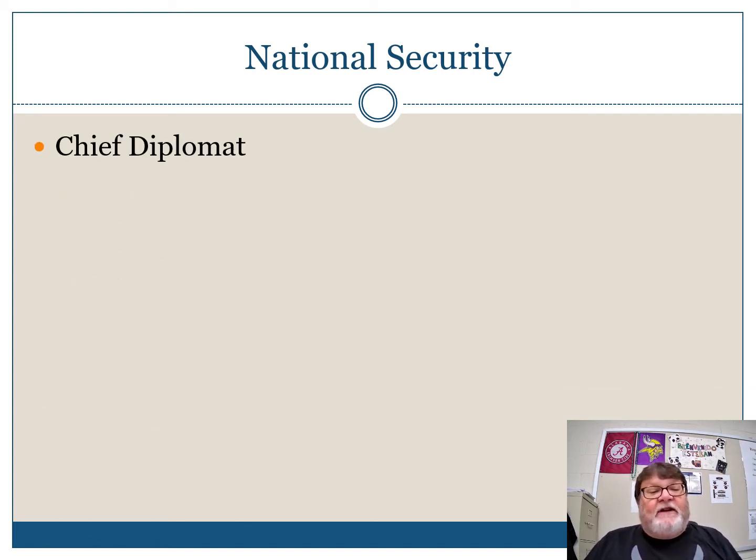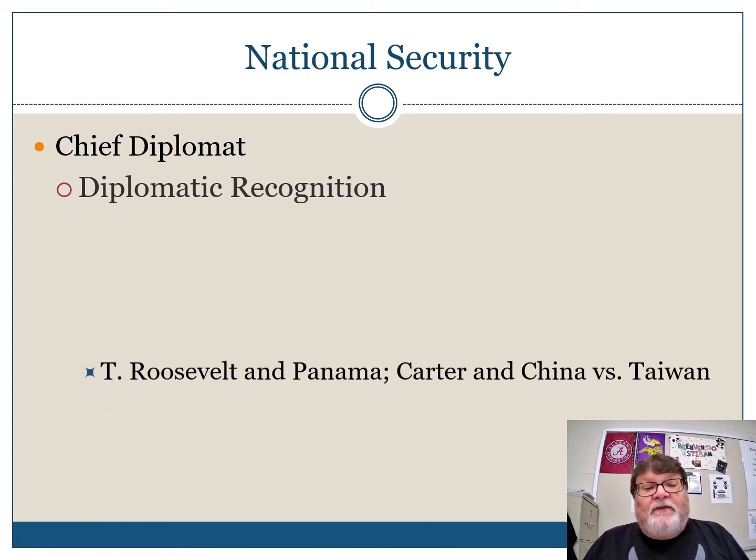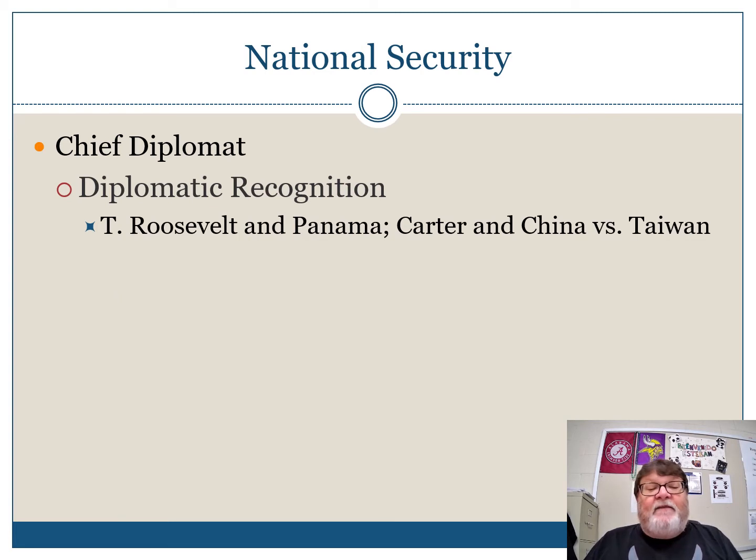So additional national security stuff. The president is the chief diplomat. So that means they confer diplomatic recognition. So this is part of the enumerated powers of the president as stated in Article 2. Teddy Roosevelt and Panama. Carter and China versus Taiwan. Carter decided to recognize China and de-recognize Taiwan.